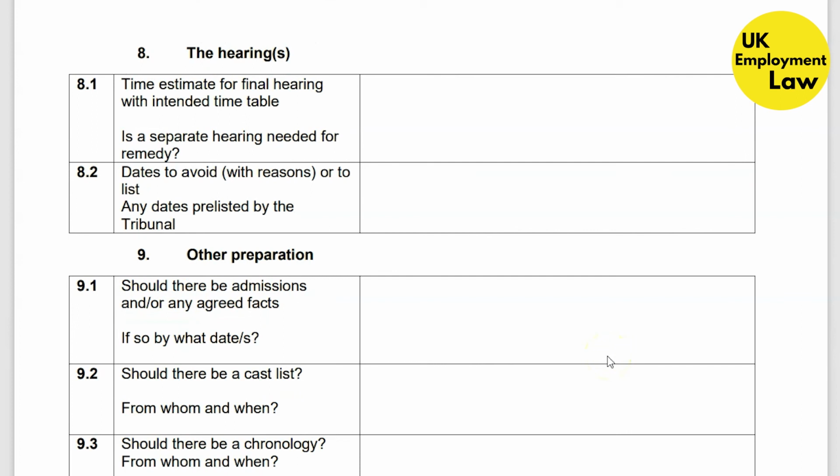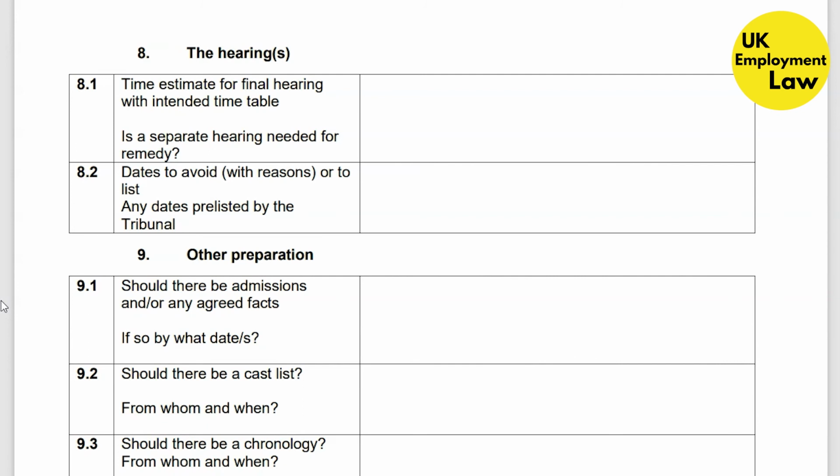Section 8 about the hearings. Section 8.1 about the time estimate for final hearing with intended timetable and if a separate hearing is needed for remedy. First, section 8.1 time estimate depends usually upon the issues to be decided, the number of witnesses, and the number of documents to be reviewed and read by the tribunals.